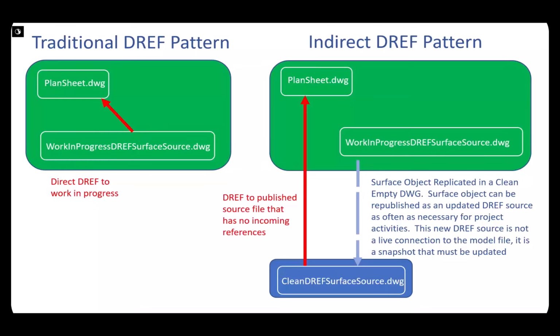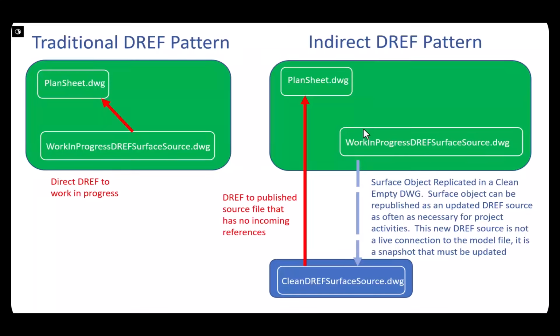And instead of directly referencing that model file, the idea is that we publish from that work in progress model file a reference source file that's a static snapshot of the state of that work when we publish it. So with XREF, it would be a visual snapshot of the visual state. For a data reference source file, what we envisioned was picking out the singular data shortcut object, or the data referenceable object, and putting that in a clean, empty DWG file.